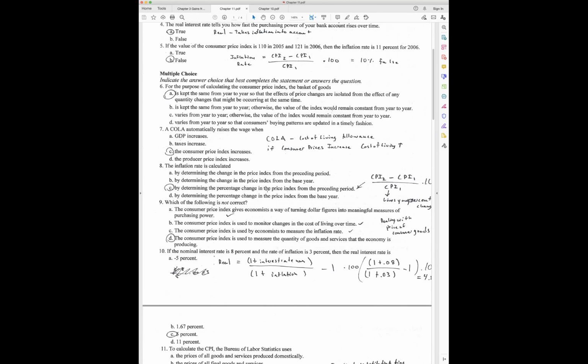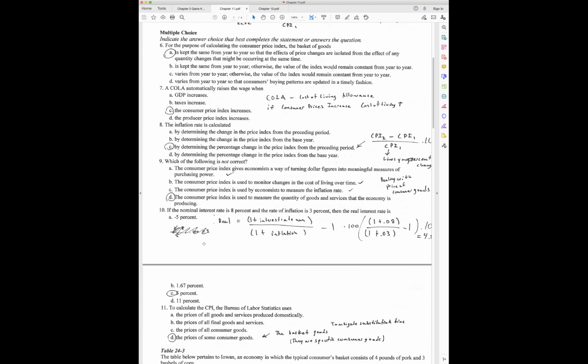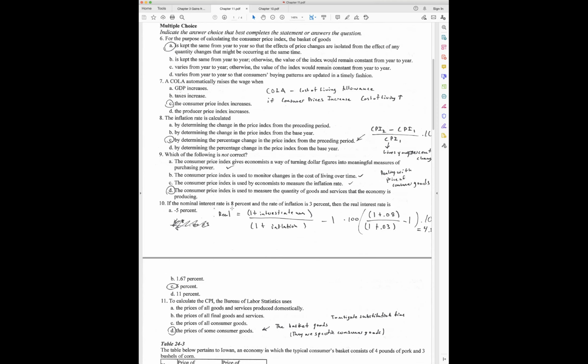Now I'll talk about the real interest rate. Computing the real interest rate, she talked about this in class. It's simply the nominal interest rate minus the rate of inflation. There is another equation that you may have seen: 1 plus the nominal interest rate divided by 1 plus the inflation rate, minus 1, and then you multiply that by 100. Just make sure you put parentheses around that.